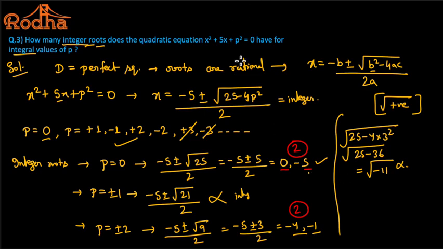So that should be the answer for this question. ठीक है. So the answer for this question will be 4. Okay, we have got 4 integral roots, 2 here and 2 here. Okay, for p equal to +-2 and for p equal to this, right?